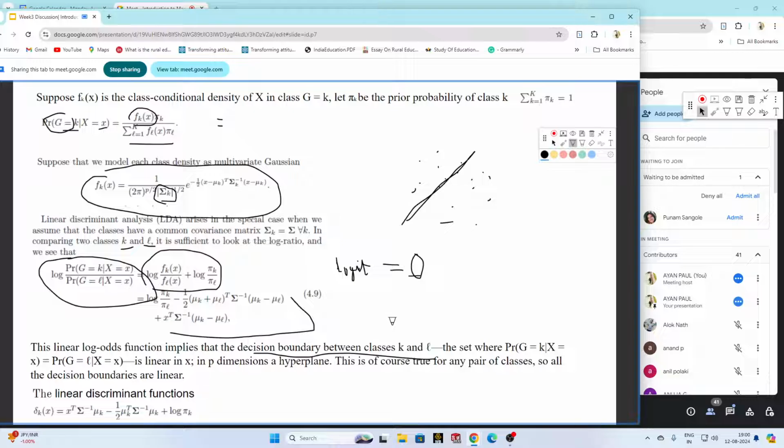Does the logic work only for two classes or what? Yeah, the logit function we visualize for two classes only. Okay, okay.